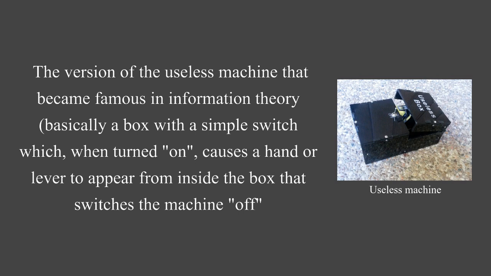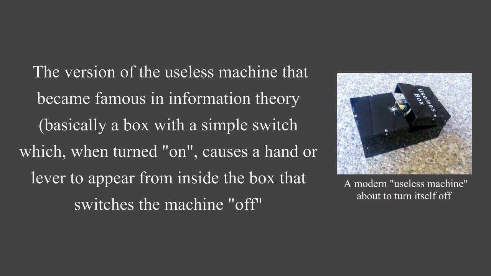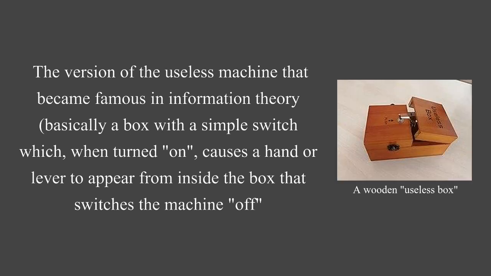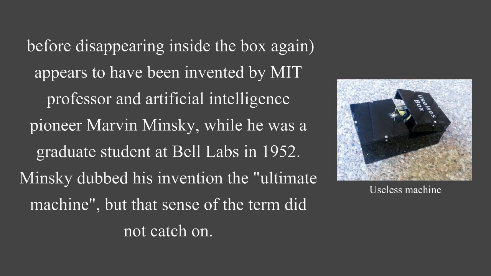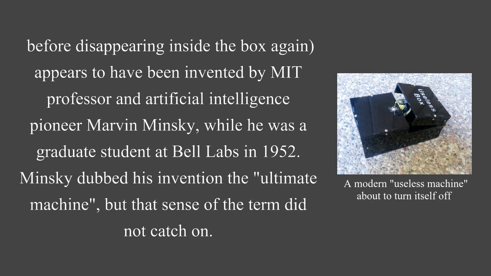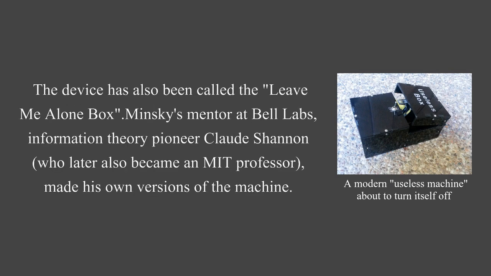The version of the useless machine that became famous in information theory, basically a box with a simple switch which, when turned on, causes a hand or lever to appear from inside the box that switches the machine off, before disappearing inside the box again, appears to have been invented by MIT professor and artificial intelligence pioneer Marvin Minsky while he was a graduate student at Bell Labs in 1952. Minsky dubbed his invention the ultimate machine, but that sense of the term did not catch on. The device has also been called the Leave Me Alone box.